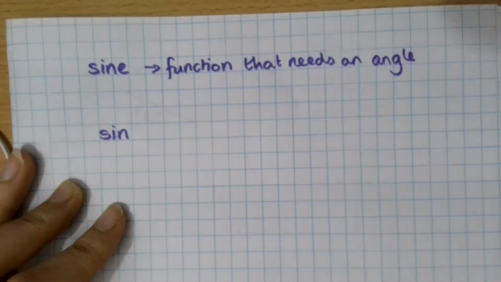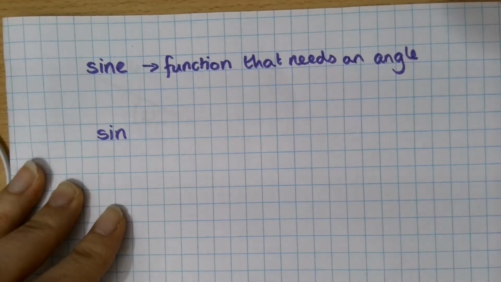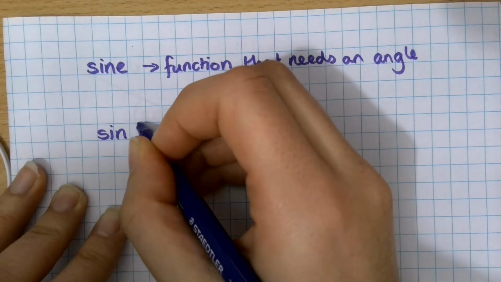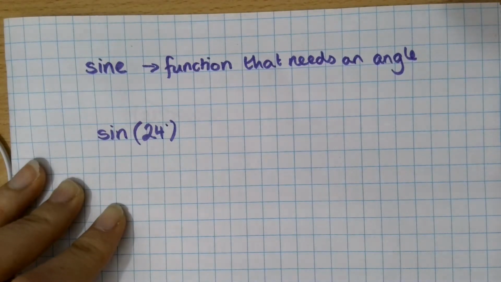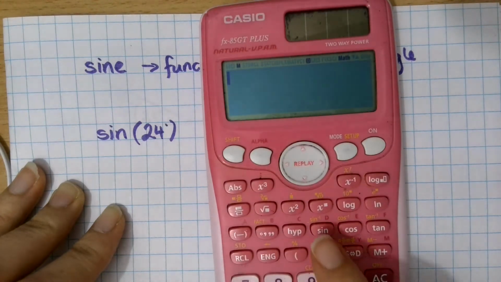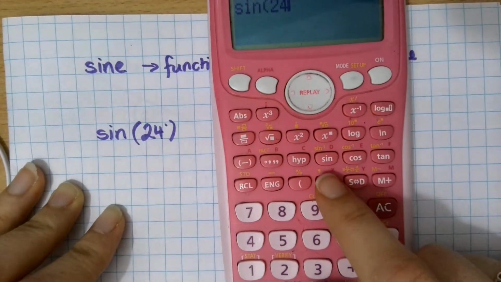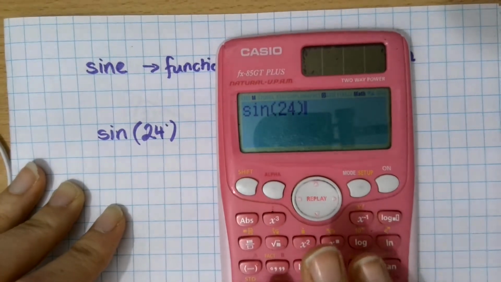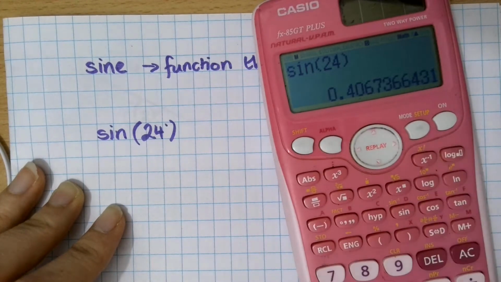So, we can't just have sine. We can have sine of an angle. So, for example, we could have sine of a 24-degree angle. And we would write that sin, and in brackets, 24 degrees. If you take your calculator and you put in sin, and then 24, and then close those brackets off, it's always a good idea to get in the habit of doing that. And you should get 0.4067. Let's round that to 0.41.